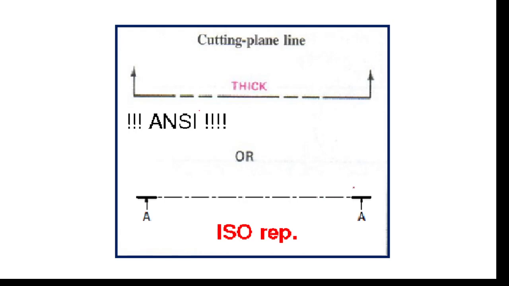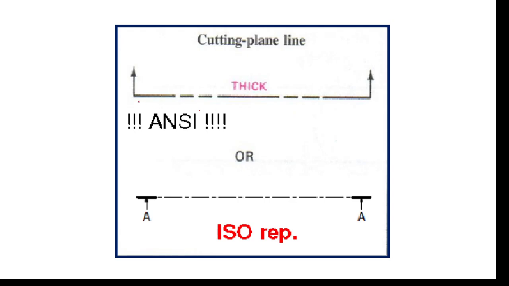Well, this is the ISO representation. That is the format for a cutting plane: terminal part thick, intermediate part a thin line. In the 0.5 line group, the thickness of the terminal part is 0.5 and that of the intermediate part is 0.2 millimeters, as I already informed you.